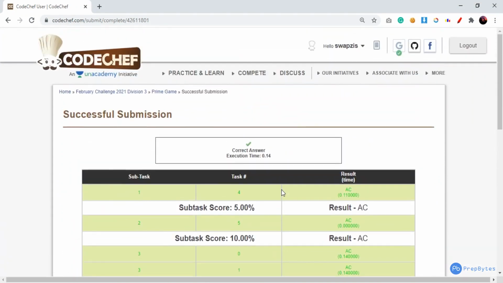I hope you got the pretty basic understanding of how to solve this particular problem. And this was a bit hard problem, but if you know the logic, then no problem is hard. So keep coding.